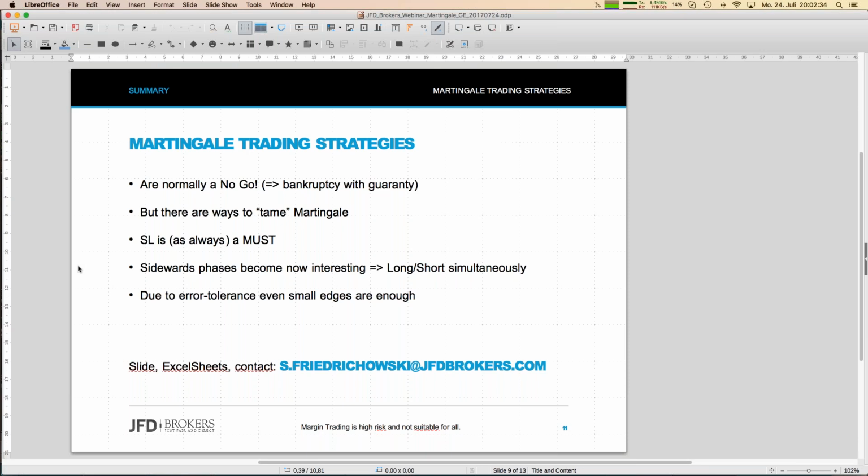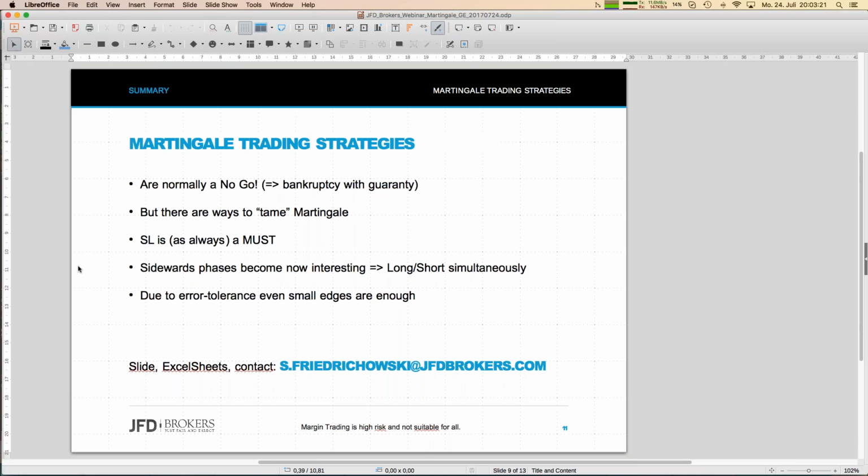But we have now seen a few things which tame that Martingale concept. And what you see here is that, of course, we always need a stop loss, as for all the trades we do. Stop loss is a must. But now that kind of concept becomes especially interesting for sideways phases. And I can tell you, most of the time, underlyings are in sideways markets rather than in trendy markets. So we have a good concept now for those sideways moves. And then we can go, for example, with that long-short simultaneous strategy. And there are other ways we can do it.